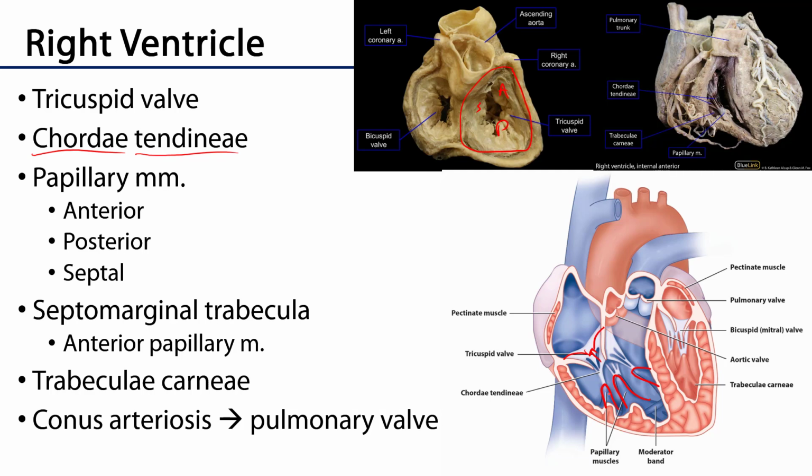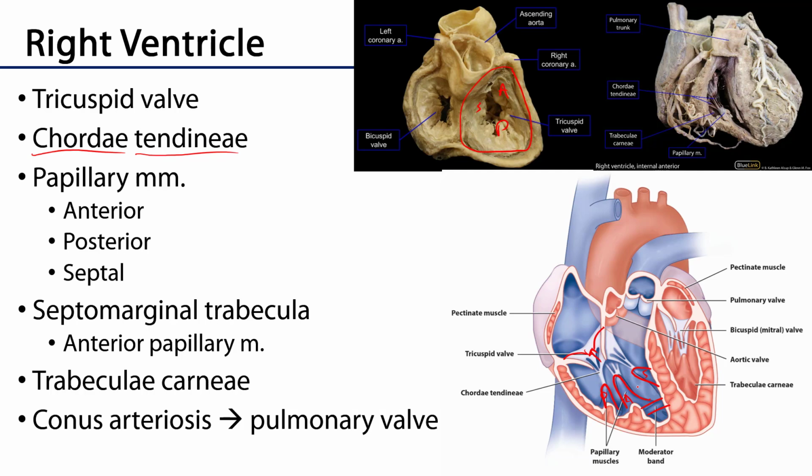So as there were anterior, posterior, and septal cusps of the tricuspid valve, there are also anterior, posterior, and septal papillary muscles as well. And so we can see there is the anterior, there is the posterior, and there is the septal cusp. In association with that anterior papillary muscle, there is a structure called the septomarginal trabecula, or the moderator band.